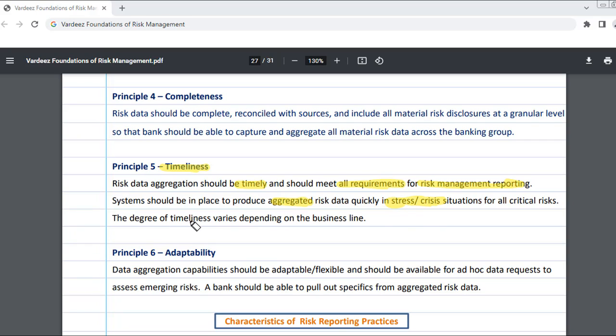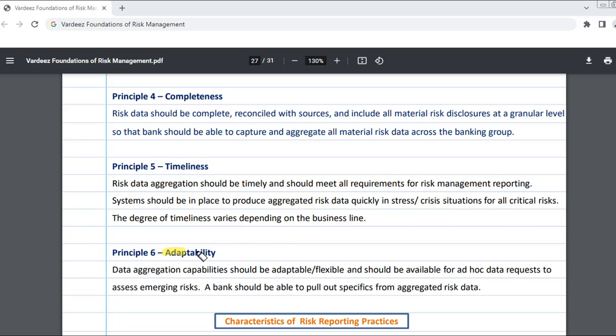The degree of timeliness varies depending on the business line. Now this is absolutely true. For example, a trading desk may require the data very quickly. The other department may wait for a certain time. So it totally depends upon the business line.